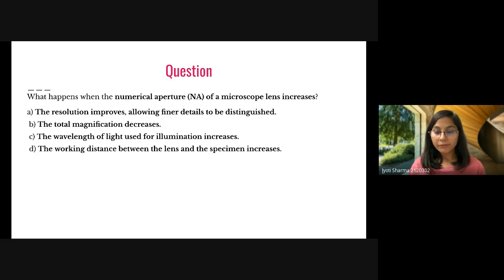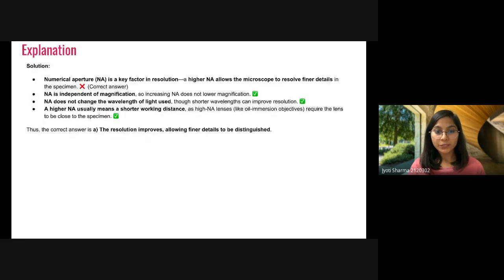We had one formula, we had one numerical question, right? Based on the numerical aperture and the wavelength and the diameter. So what will happen? The resolution will improve and this will allow finer detail to be distinguished. So this will be the correct answer.